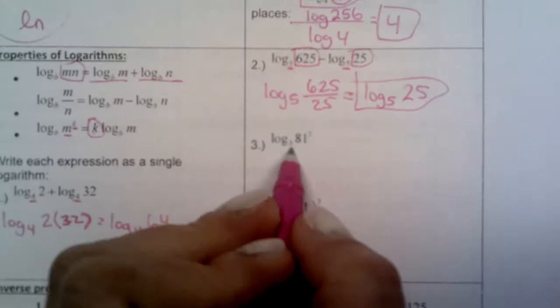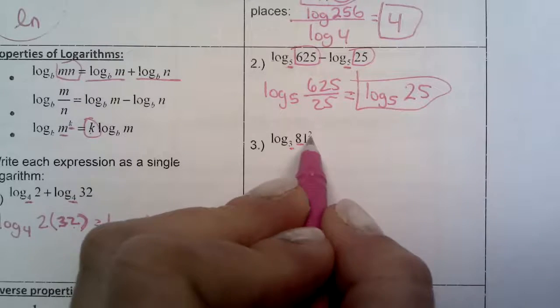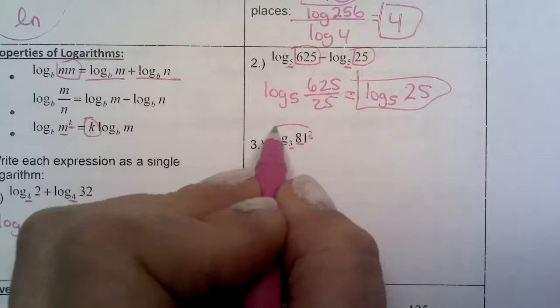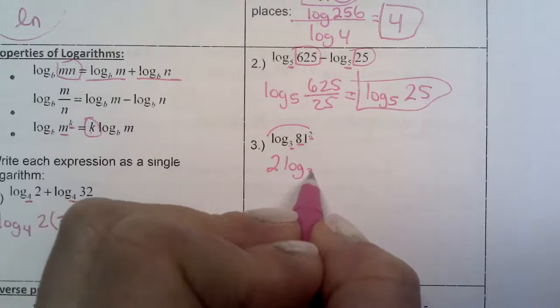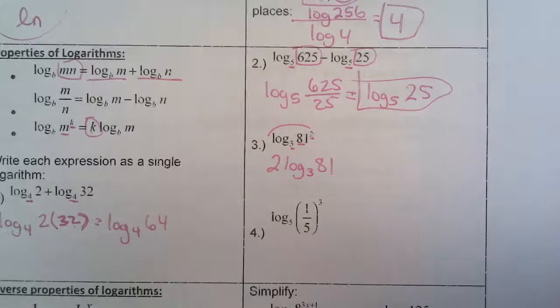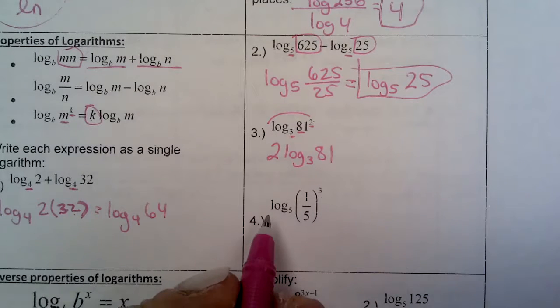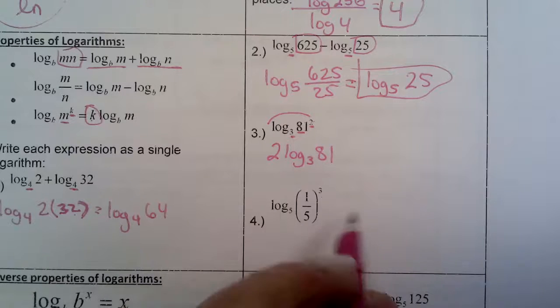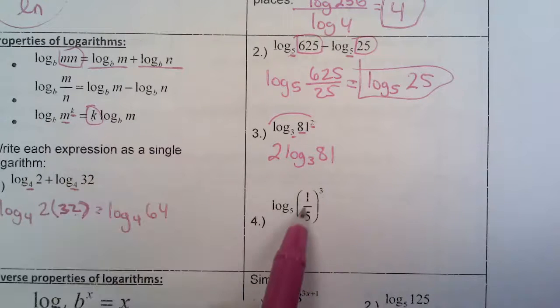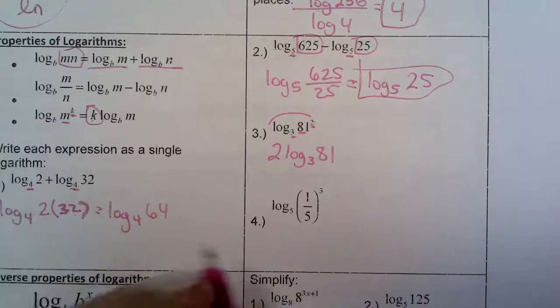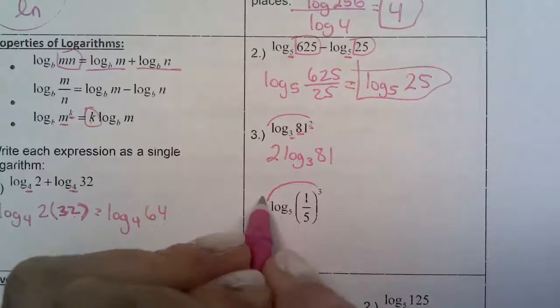The next one, log base 3 of 81 squared. All I'm going to do is bring this exponent to the front and rewrite it. That's all I can do right now. I'm not solving it. I'm not doing anything else. And this last one is the same thing. I'm not breaking it apart, I'm not solving it, I'm just simplifying it. So this 3 can come up here.